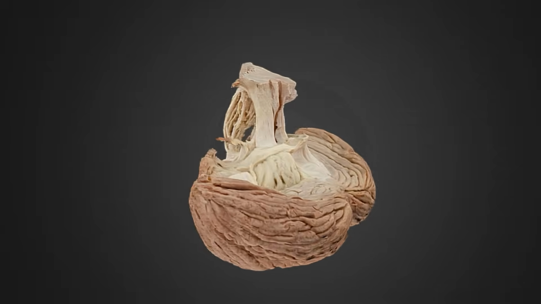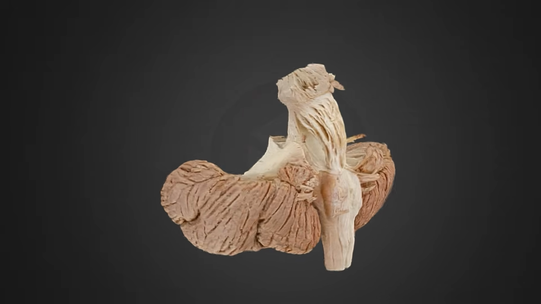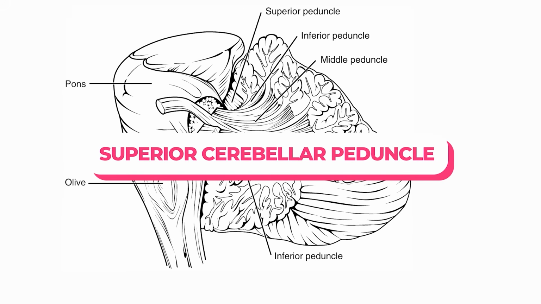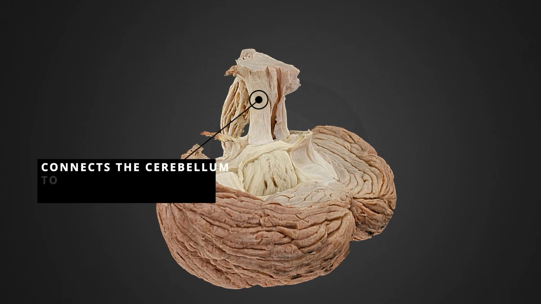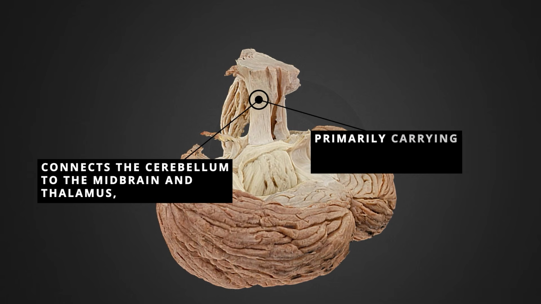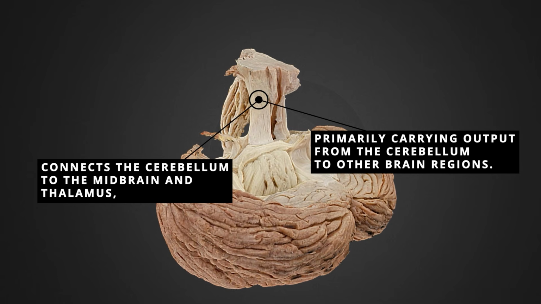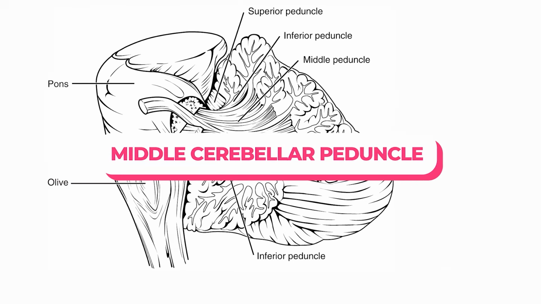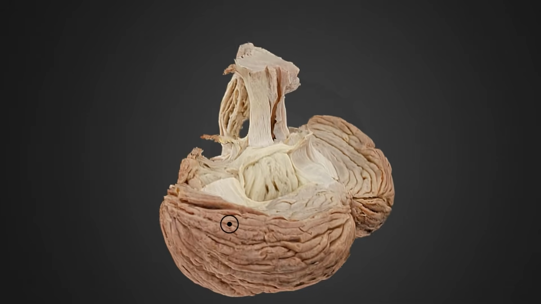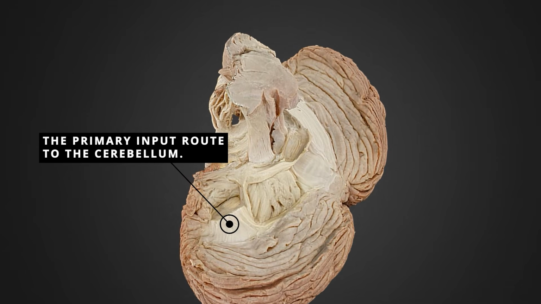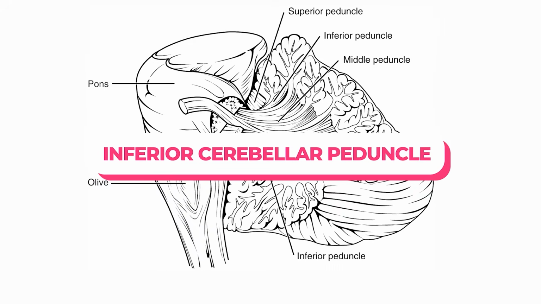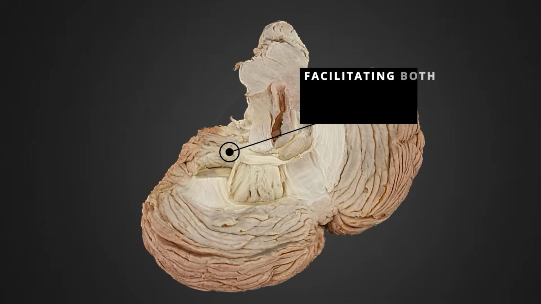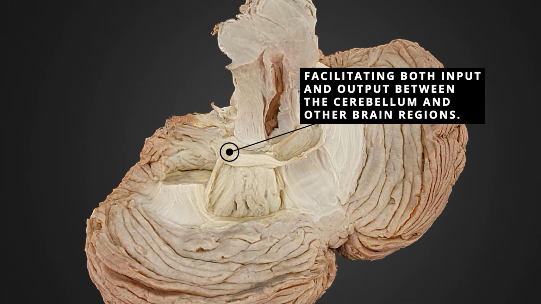Peduncles. The cerebellum communicates with other parts of the brain via three paired structures known as peduncles. Superior cerebellar peduncle: connects the cerebellum to the midbrain and thalamus, primarily carrying output from the cerebellum to other brain regions. Middle cerebellar peduncle: connects the cerebellum to the pons and is the primary input route to the cerebellum. Inferior cerebellar peduncle: connects the cerebellum to the medulla oblongata, facilitating both input and output between the cerebellum and other brain regions.